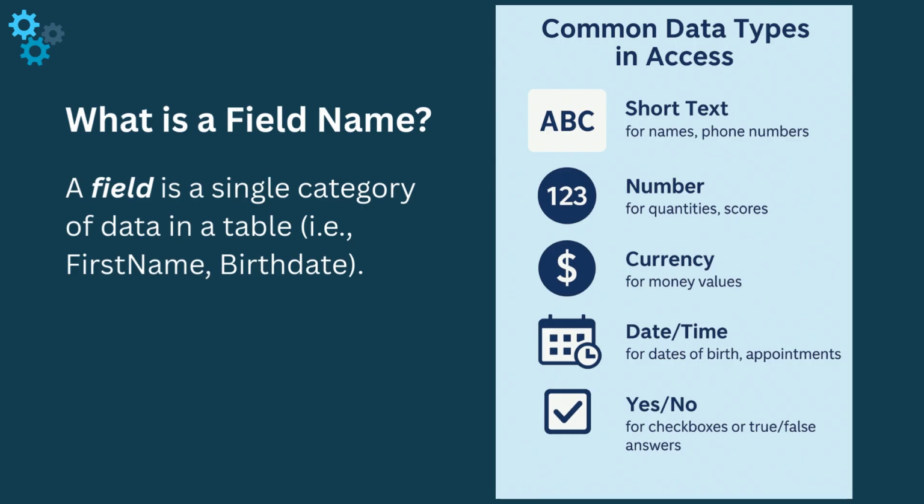A field name is a single category of data in a table. For example, first name, birth date, total due. When you set up the structure of your table, the first thing that you do is give the field a name, and then you are able to select a data type. The data type represents what type of data you plan to store in that field. Some examples of common data types include short text, number, currency, date, time, or yes, no.